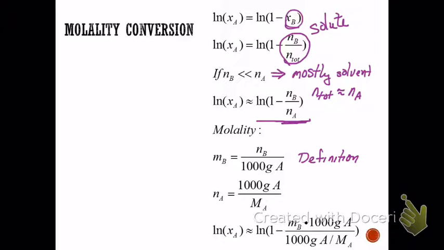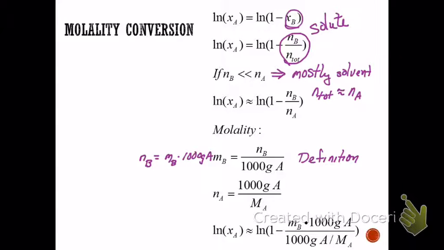And of course we will note that if we have 1,000 grams of solvent, 1 kilogram of solvent, the number of moles of solvent in 1,000 grams is just given by the mass divided by the molar mass. Simple chemistry, right? So now we have two expressions relating the number of moles of solute, B, and the number of moles of solvent, A, and we can do some simple substitution.